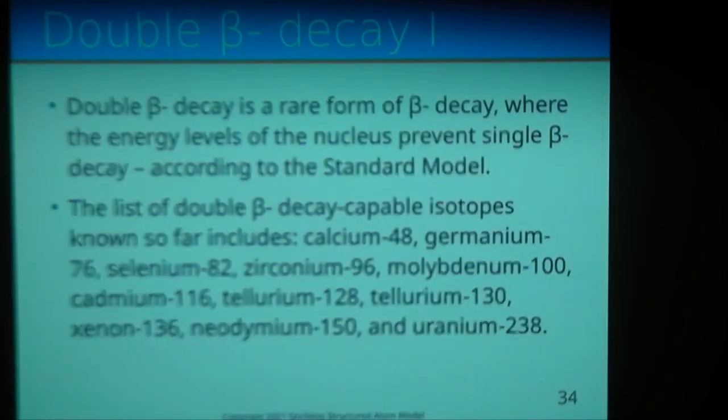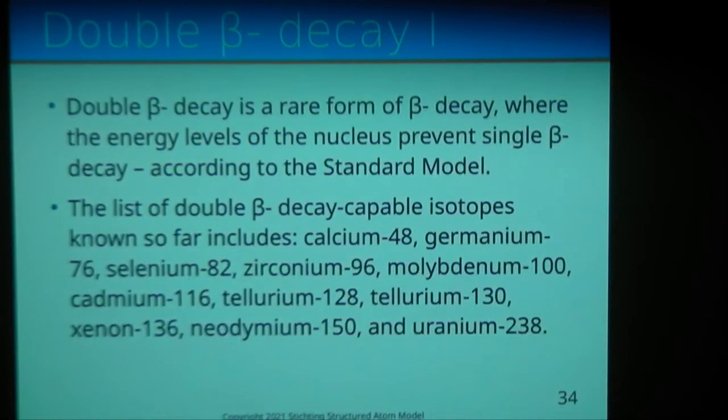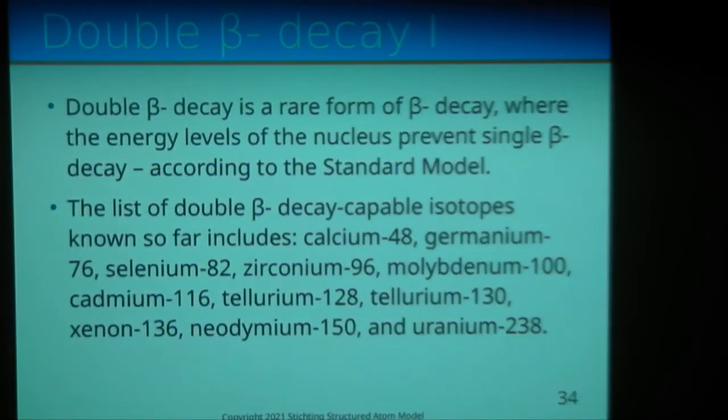Scientific literature names double beta minus decay as a rare form of beta decay. The single beta minus decay is prevented for energetic reasons, according to the Standard Model. Two decays need to happen at the same time. Some isotopes are known for this behavior, others are suspected. As an example, we look at the double beta decay from calcium-48 to titanium-48.